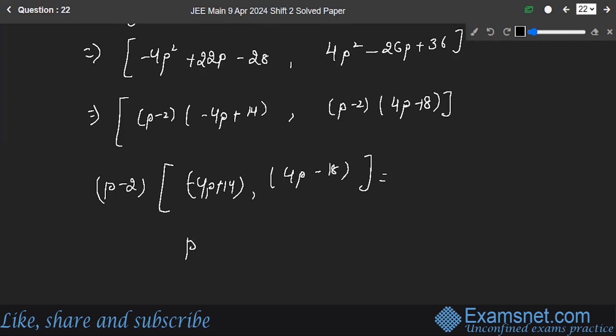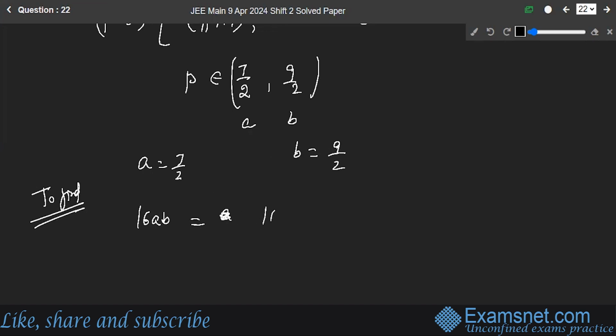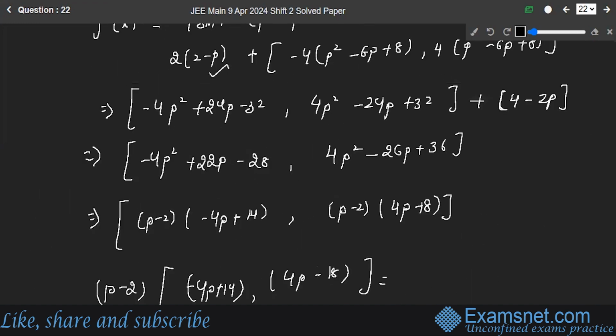So that means p belongs to an interval like it will be 7 by 2 and here will be 9 by 2. That makes your a and b. So your a is equal to 7 by 2 and b is equal to 9 by 2. You have to find out 16ab, so this will give you 252. This is the answer.